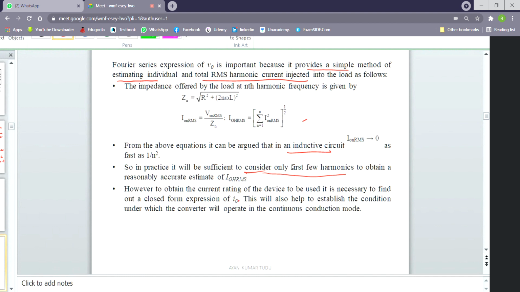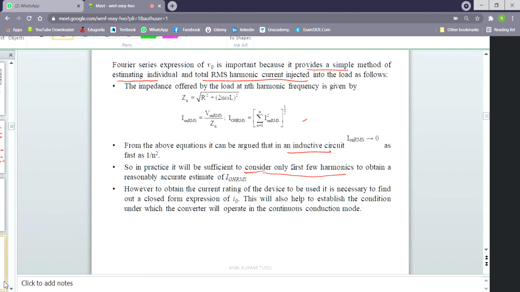However, to obtain the current rating of the device to be used, it is necessary to find a closed form expression of I0. So now what we're doing is finding the closed form expression of I0, with the help of the conditions under which the converter will operate in continuous conduction mode. We can find the value of I0, and let us see how the boundary conditions are used to find it.